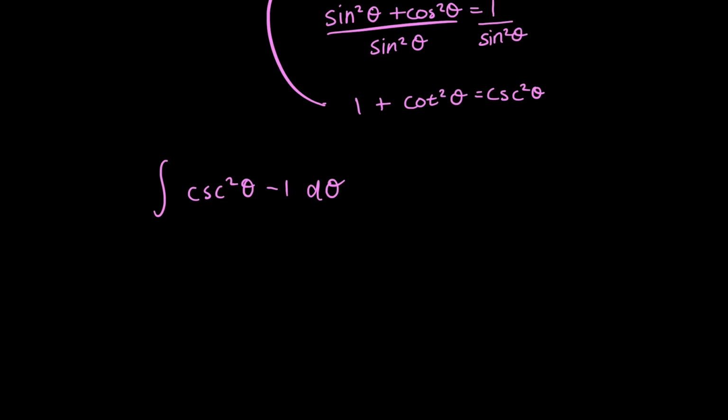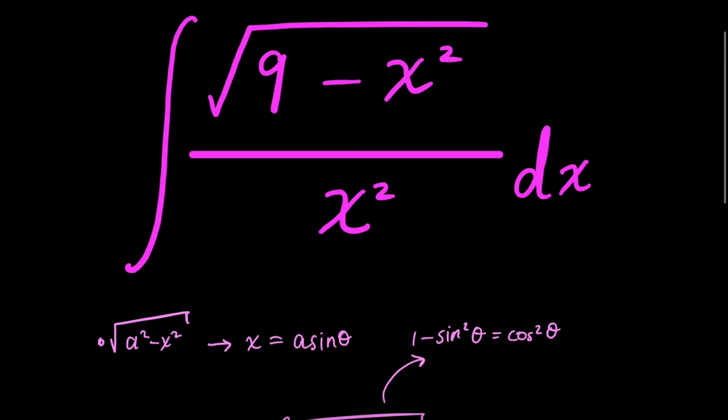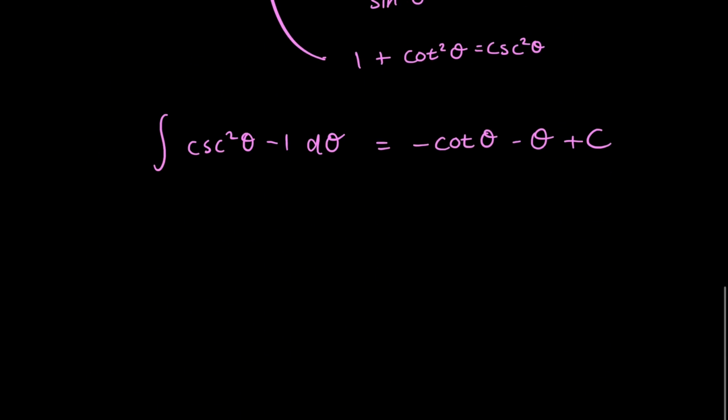Now the integral of cosecant squared is one that we know, and that is just negative cotangent theta. And then the integral of negative 1 is just negative theta with respect to theta. And because this is an indefinite integral, I have to add a c term. But we're not done yet. Even though we're done integrating, what we started with, the variable that we started with, does not match. So I have to go back and substitute everything back in.